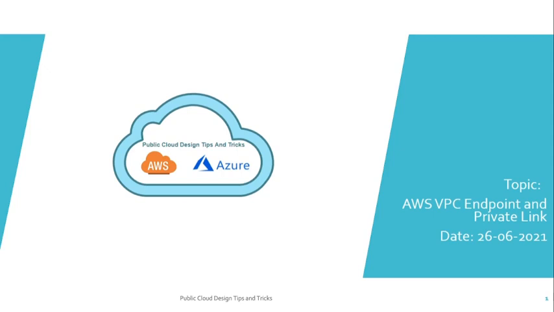In this channel, we are going to discuss public cloud design problem statements and their related solutions. We will also discuss the services which are involved in solving the problem statement. So today we are going to talk about Amazon Web Services VPC endpoint and Private Link.